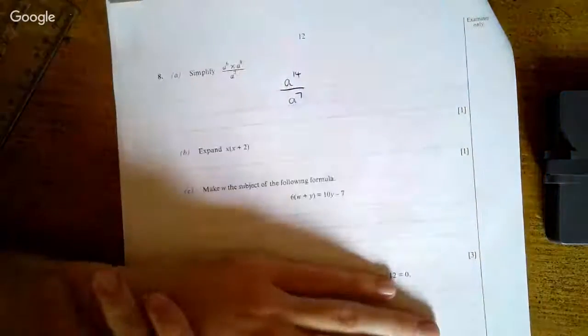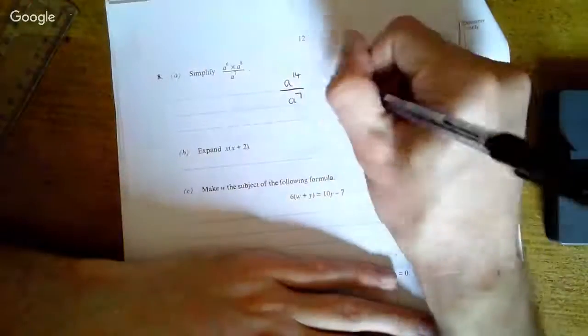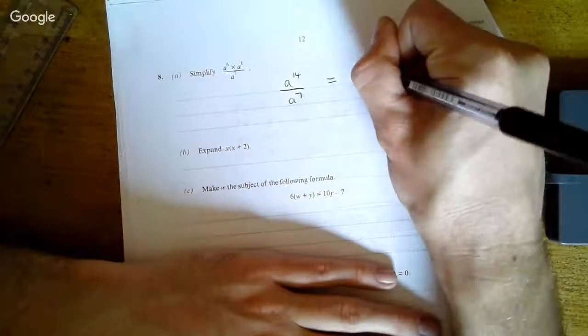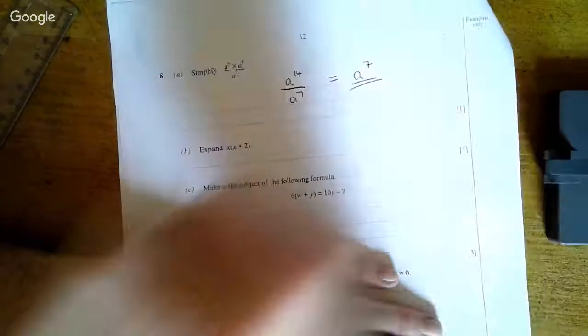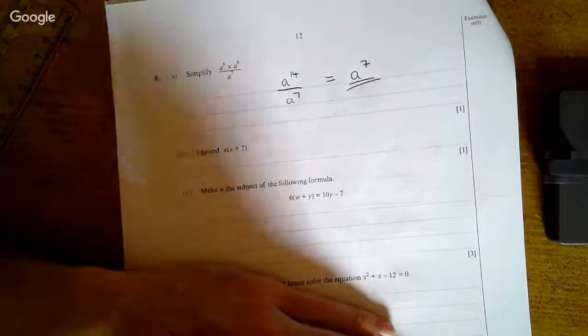That's not my 1 mark yet. I've got to get the other. That's a bit sneaky. They normally give 2 for this. And then you subtract the powers when you divide it. So we're going to get a to the 7, not a to the 2. Okay, a to the 7 is my final answer there.